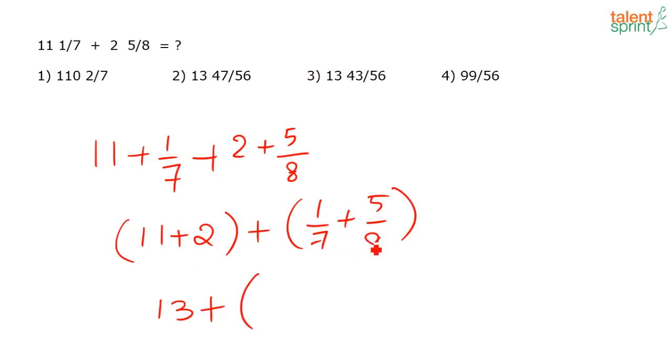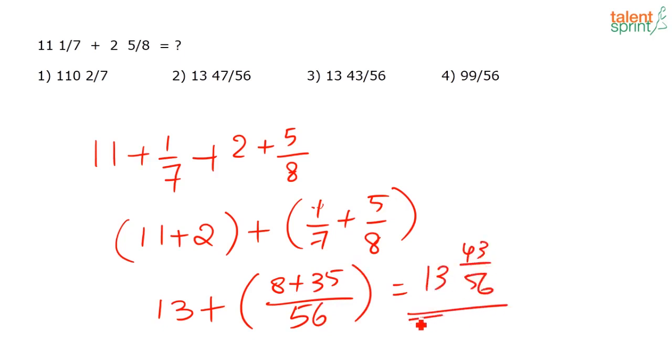Here you have to find the LCM, or we can just end up cross multiplying. That will be 8 plus 35 by, correct? 8 will go multiplying here with 8, here with 7 into 5, that is 35, divided by 8 7s are 56, or that is going to be 13 43 by 56, which is there in the options? Yes, option 3. I hope it's clear.